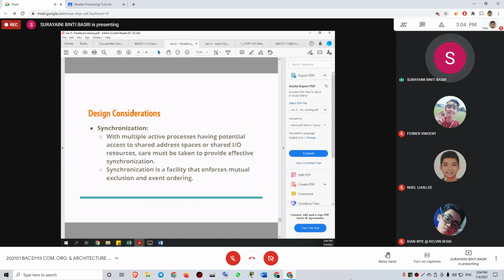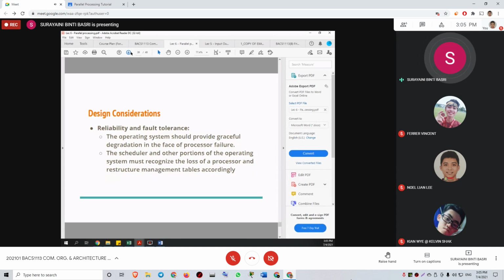Another consideration is synchronization. With multiple active processes having potential access to shared address spaces or shared input-output resources, care must be taken to provide effective synchronization. Meaning, if you want to design an OS, you need to consider how multiple active processes access shared input-output resources. Synchronization is a facility that enforces mutual exclusion and event ordering. That is the definition of synchronization.